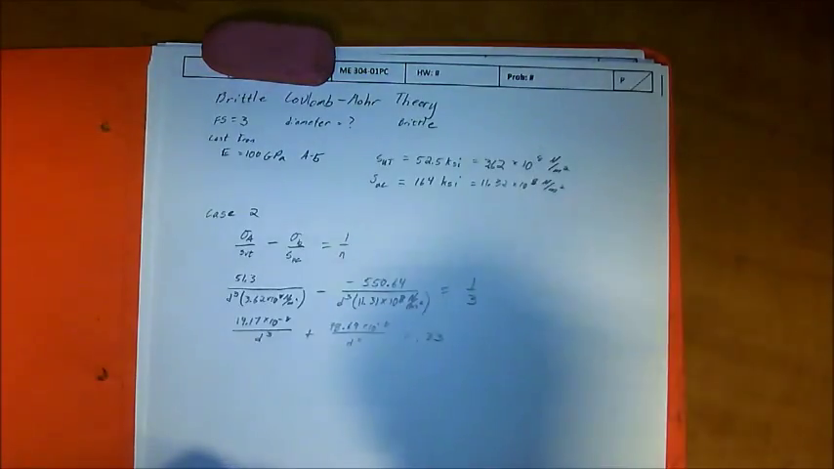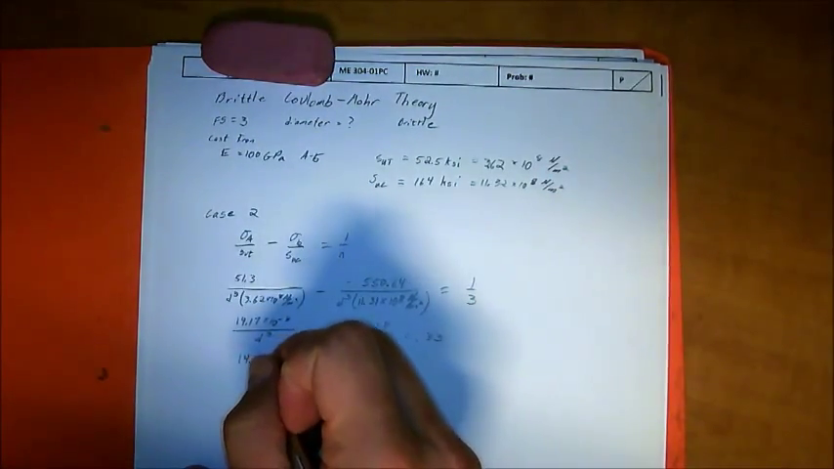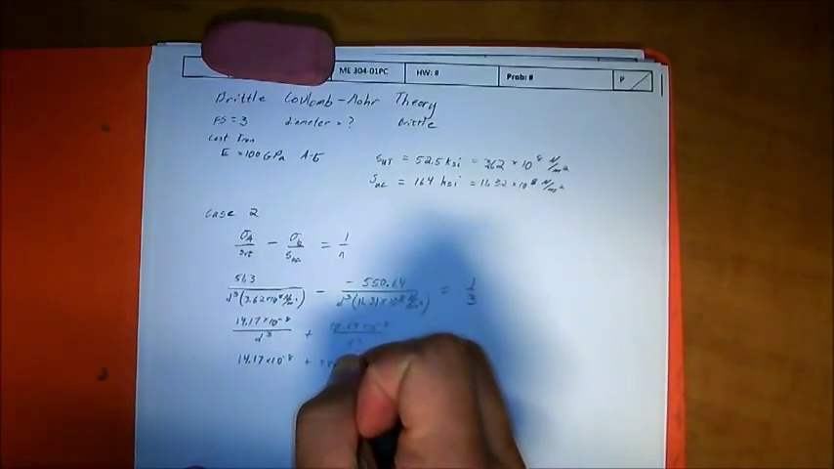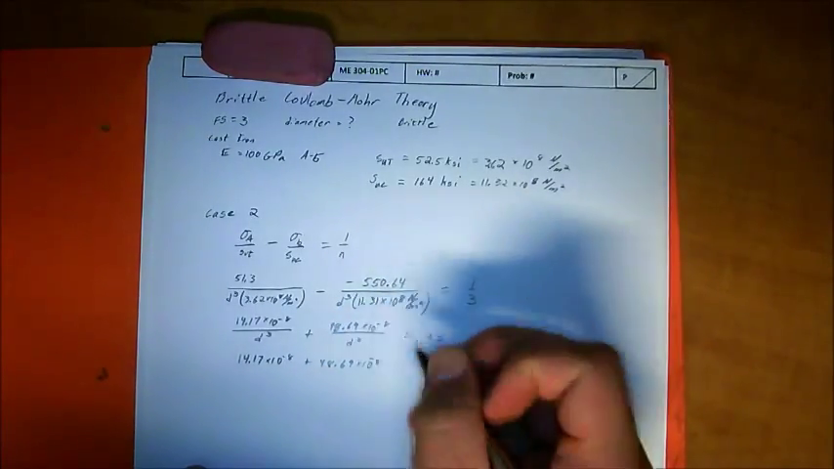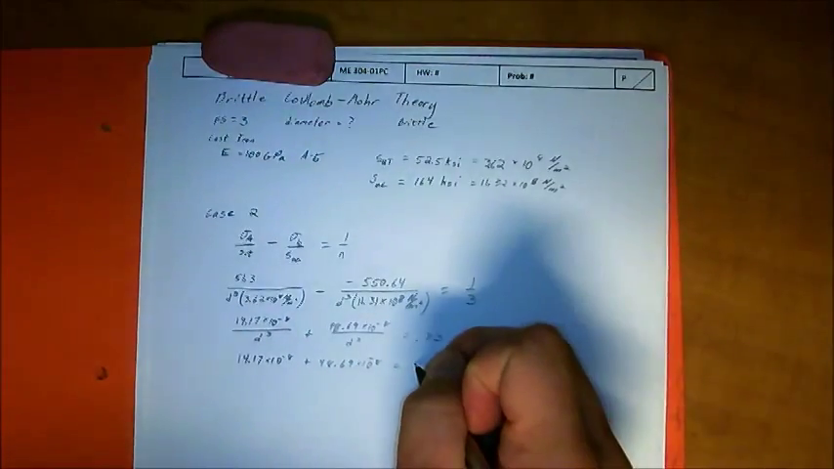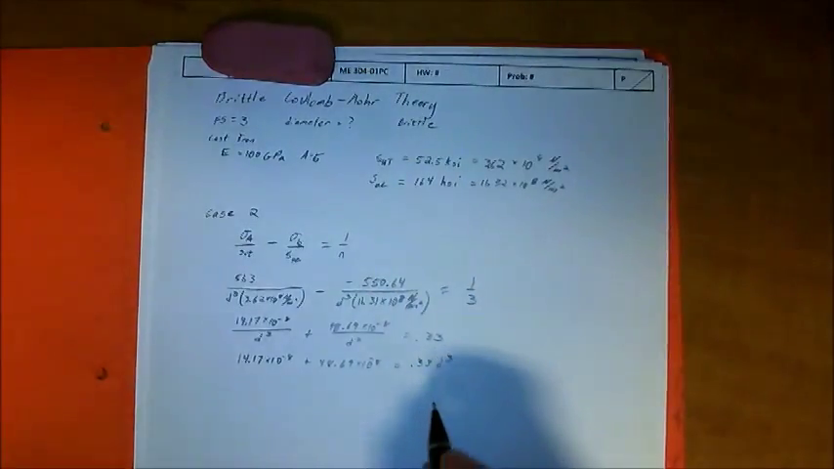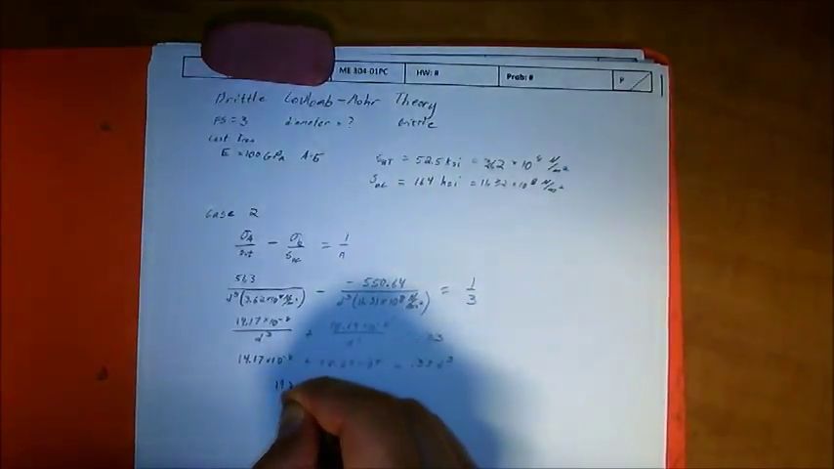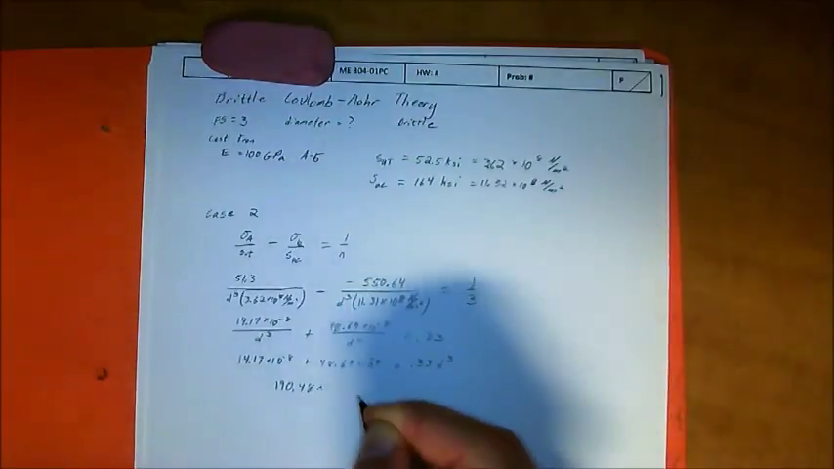Okay, and then solving that out, 14.17 times 10 to the negative 8 plus 48.69 times 10 to the negative 8 is equal to 0.33 D cubed. So I'm actually showing you the algebra on this because this is the important part of the problem. And then 190.48 times 10 to the negative 8 is equal to D cubed.